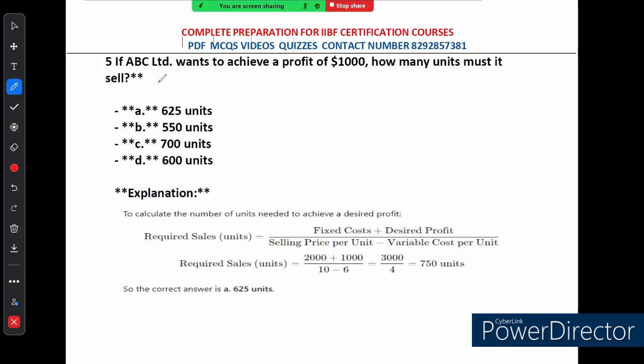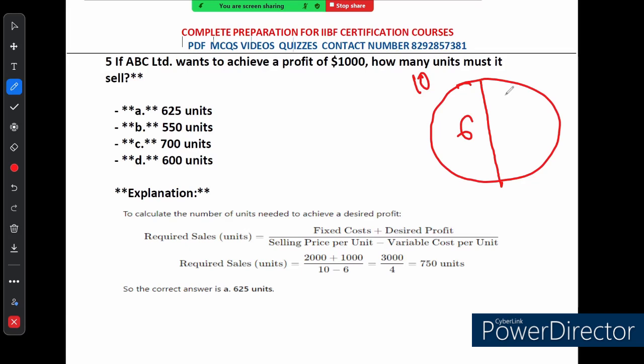So how to calculate this? Earlier I have told you to draw this particular diagram. See, what is the selling price per unit? Selling price per unit is 10 rupees. What is the variable cost? It was 6 rupees. So this area is how much? 4, which is called the contribution margin per unit, right?